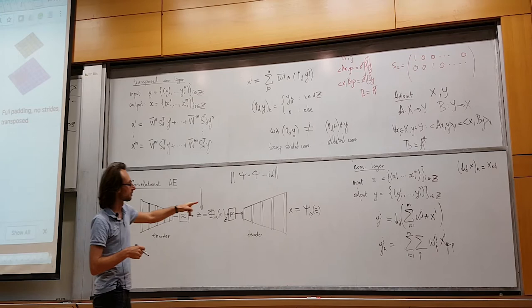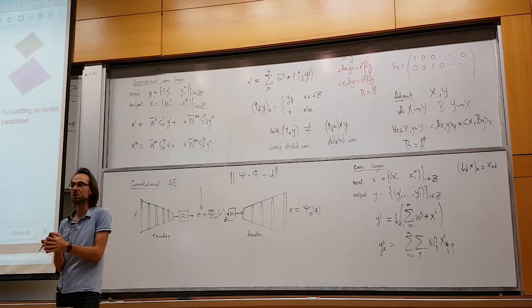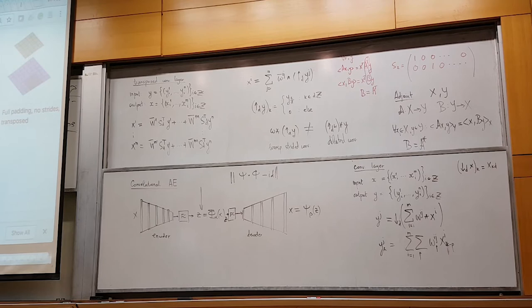So the problem is that if I really want to now randomize, to draw a variable z from the latent space, I don't know which distribution to draw it from. Right? Basically, the distribution that the encoder created might be completely crazy. Okay? So basically, I would like to fix this problem.